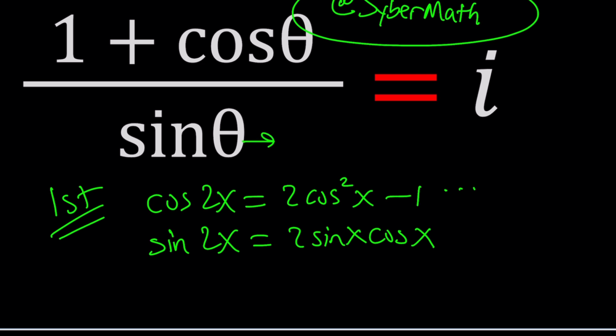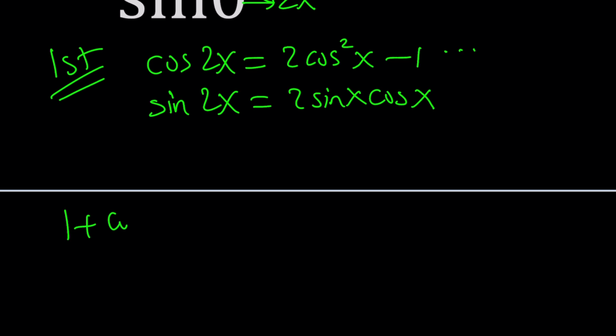If you set theta equal to 2x, then you're going to have the following: 1 plus cosine 2x divided by sine 2x. Now you have the 2x. You see what I'm talking about? It's a lot easier if you do the substitution. Don't worry about the half angles. Now you're dealing with double angles. It's the same thing, sort of.